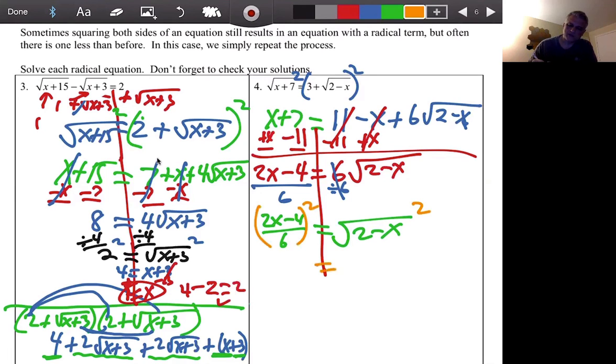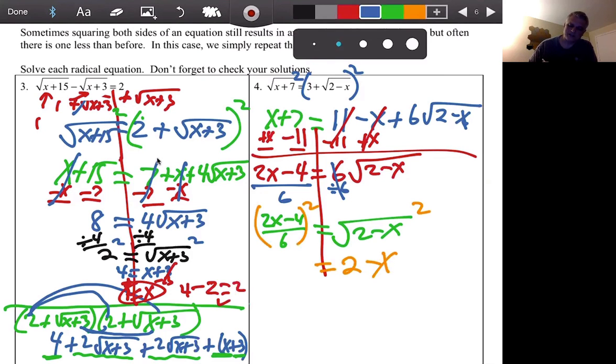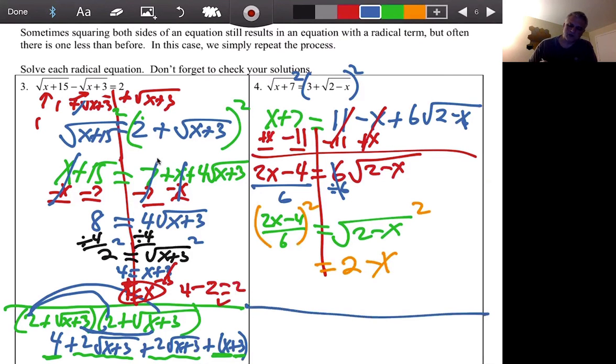So here we go. On this side, we get 2 minus x. Easy peasy. On this side, we get a fraction. So 2x minus 4 over 6 times 2x minus 4 over 6. Okay, the denominator is 6 times 6, which is 36. That's easy. The numerator is 2x minus 4 times 2x minus 4. And we've got to FOIL this. So 2x times 2x is 4x squared.